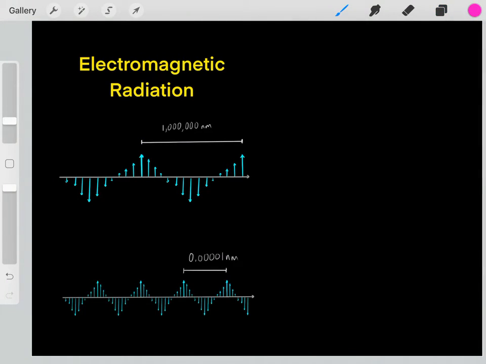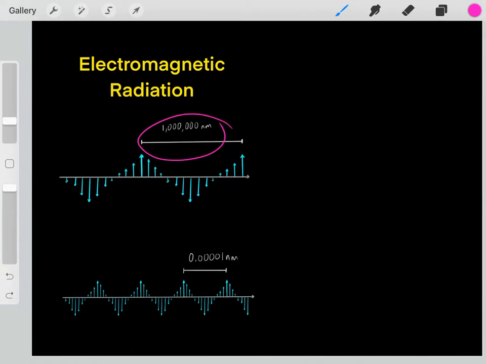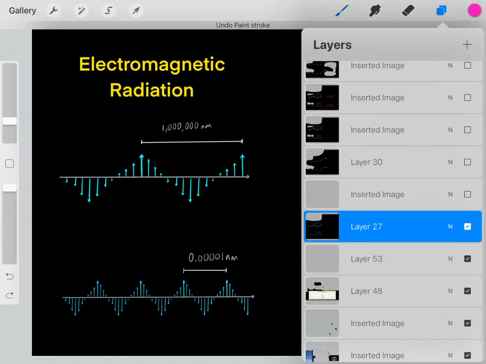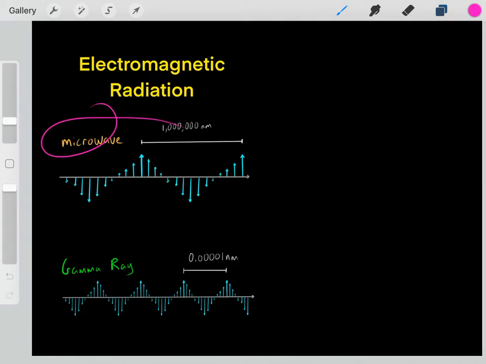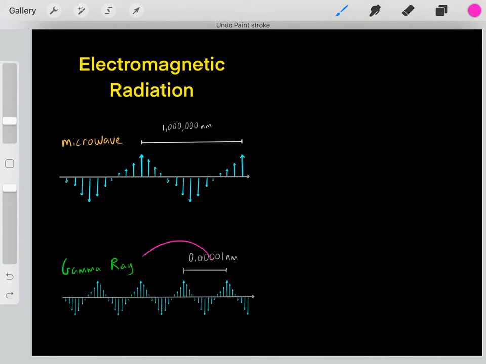And something else important to realize is we can have two different forms of electromagnetic radiation, and we see they have different wavelengths. So if this electromagnetic wave happens to have a wavelength that's this length, it by definition would be a microwave. However, if this electromagnetic radiation wave happens to have a wavelength of this length, then by definition it would be a gamma ray.